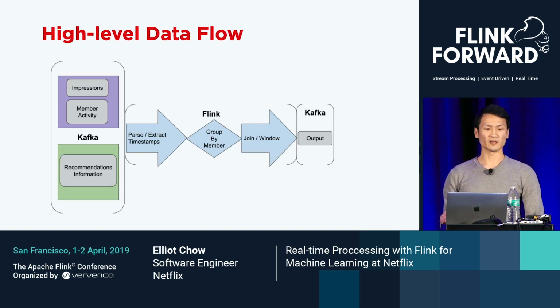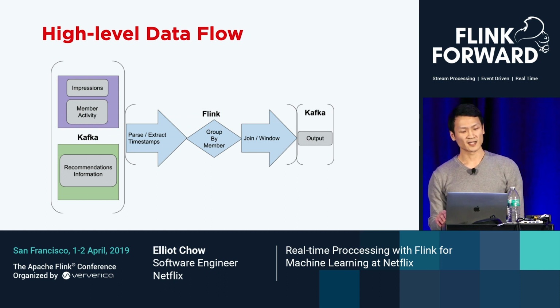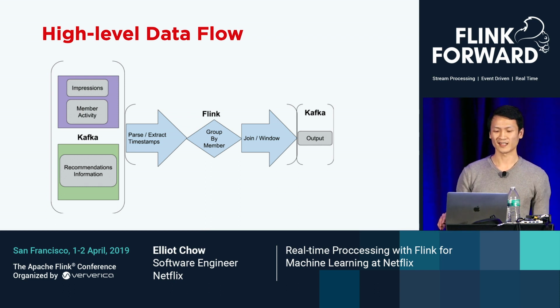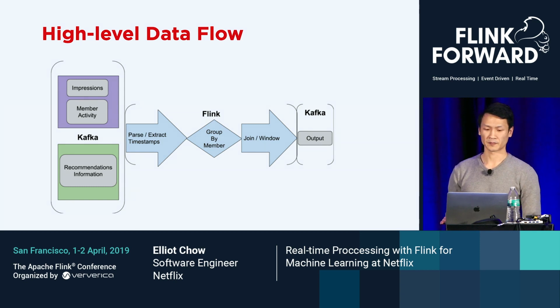So our high-level data flow looks something like this. Most of our data, if not all of our data, comes from Kafka. The 3 buckets of data that I described earlier: impressions, member activity, and the recommendations information. In reality, there are many topics, but these are the general classes. We parse the data, extract the timestamps to allow Flink to do its work with the event times, group by member, and then we join and window the data to produce the final output back into Kafka.